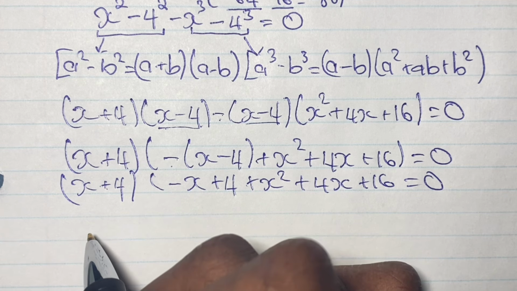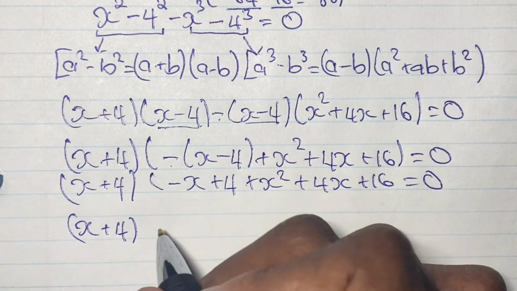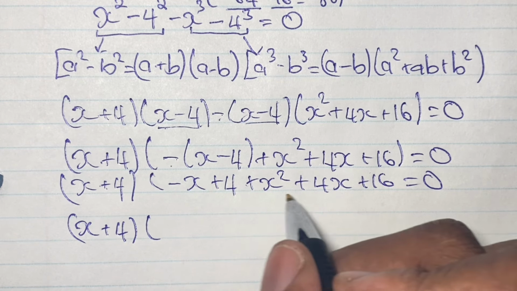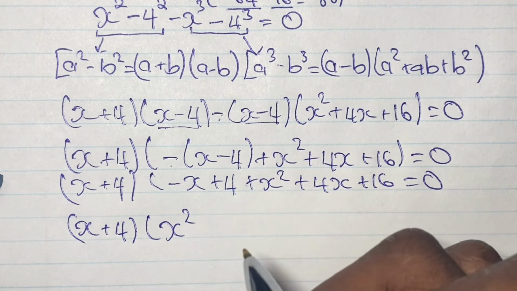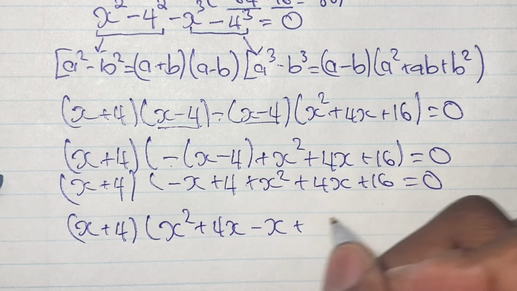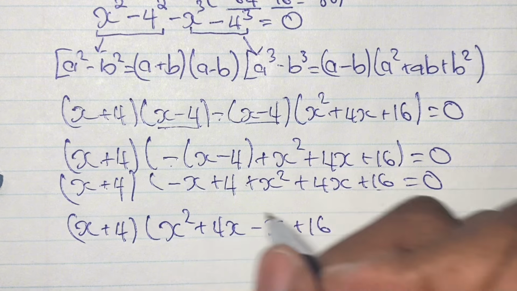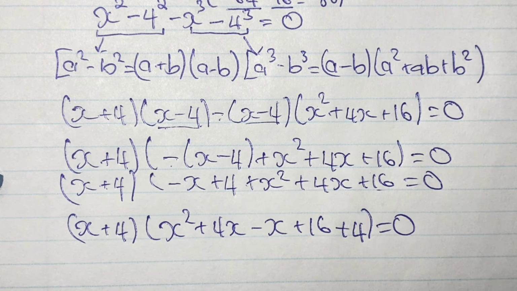So now we're just going to go ahead and simplify what we have here. So we have x plus 4 in one bracket, and then we open our other pair of brackets, and then we simplify here. So we can start by writing x squared, and then we have plus 4x minus our x, and then we have plus 16, and then we have plus 4, and we can set that equal to 0.